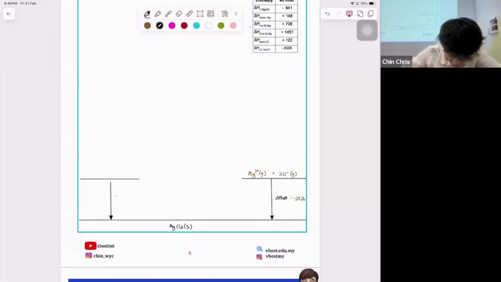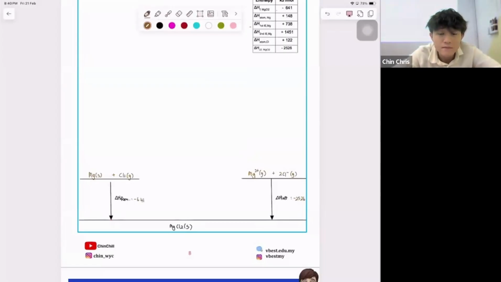So this is delta H formation next. For delta H formation, I have magnesium solid plus chlorine gas. As for formation, MgCl2 is negative 641. Alright guys, first step done.